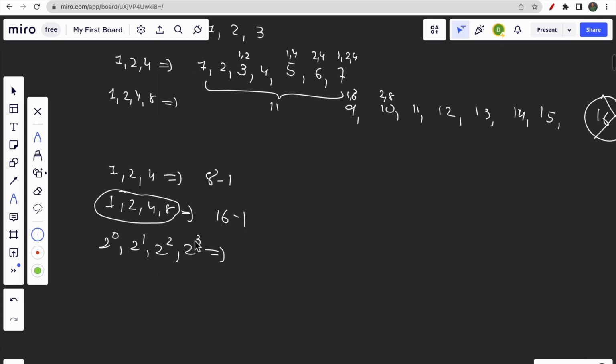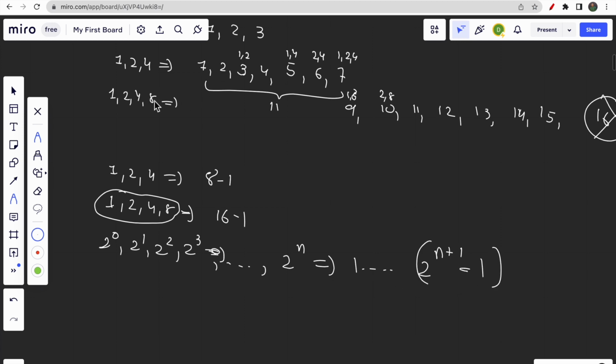And let's say you have elements up till 2 to the power n. So with these elements, if you have all the numbers from 2 to the power 0 to 2 to the power n, then you can produce all the numbers starting from 1 up till 2 to the power n plus 1 minus 1. See, you can produce all these numbers.